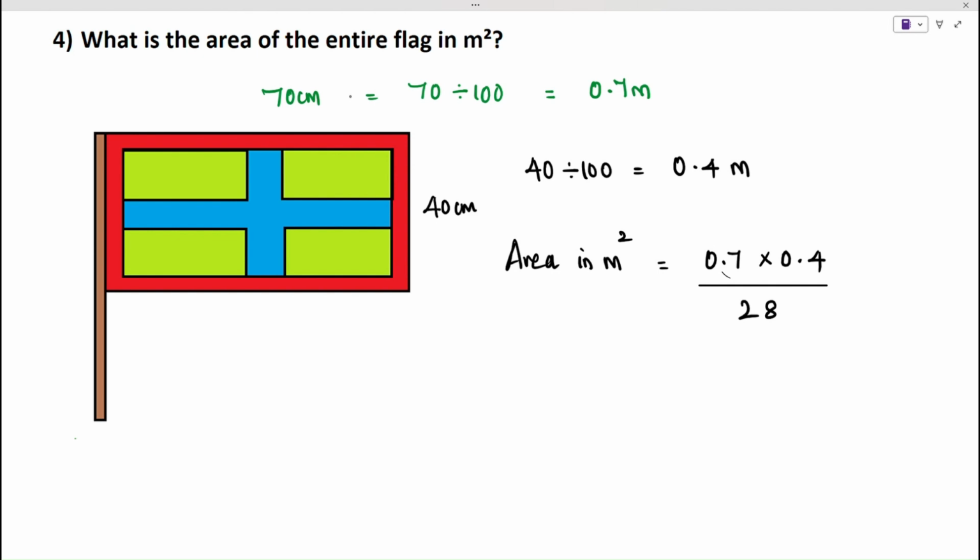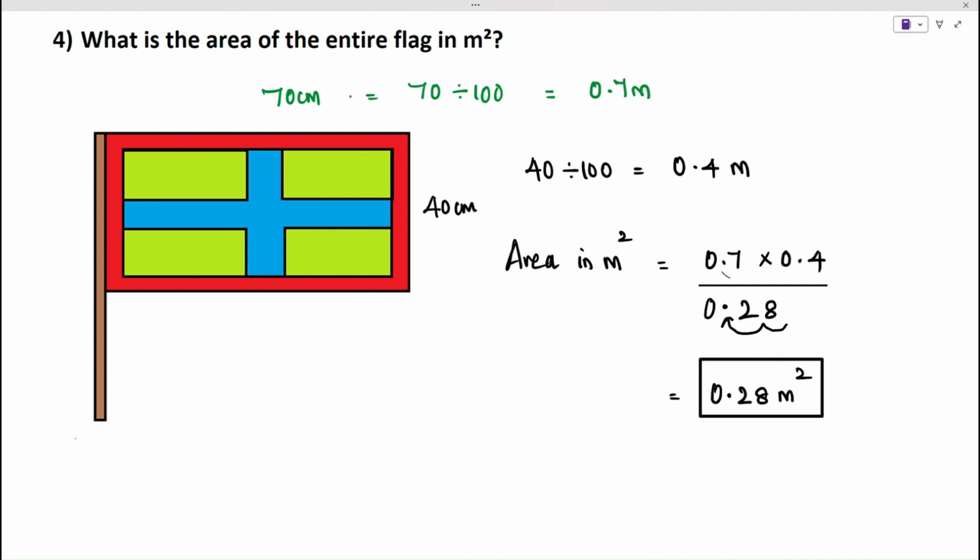So in our two values, in 0.7, there's only one digit on the right of our decimal point. And in 0.4, there's only one digit on the right of our decimal point. So this gives a total of 2 digits on the right of the decimal point. So we move our decimal point 2 places to the left, and we put our decimal point before our 2. So the area in meters squared is equal to 0.28 meters squared.